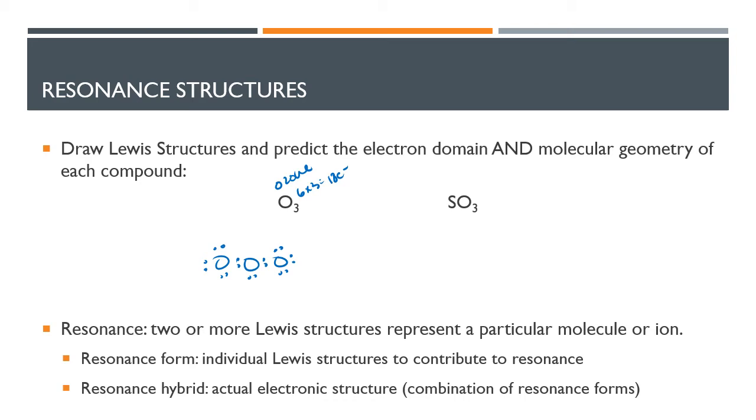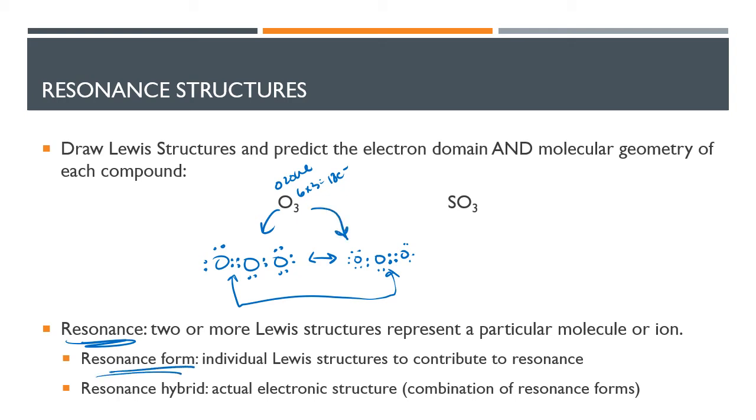So our central oxygen only has 6 electrons. We are going to make a double bond because oxygen will double bond. And I'm going to put it on this side. Or we could have put it on this side. And this idea that I could have a double bond over here or over here is resonance. Resonance happens when I have 2 or more Lewis structures that represent a particular molecule or ion. This ozone molecule can be either this or this.